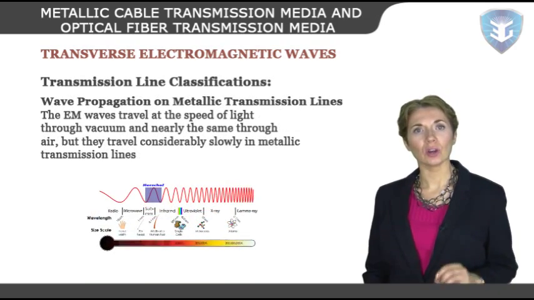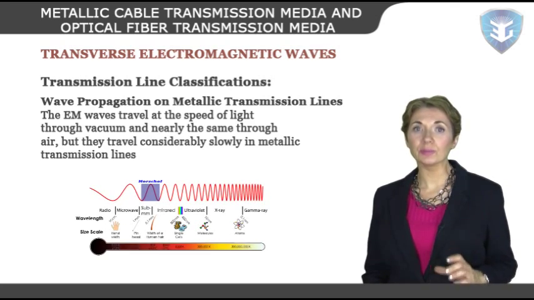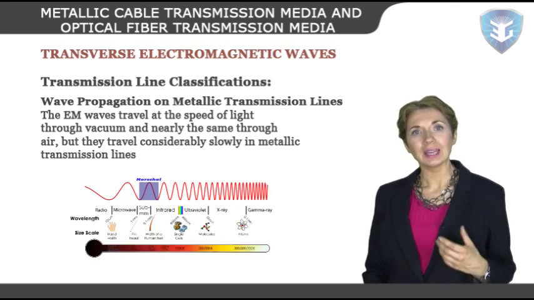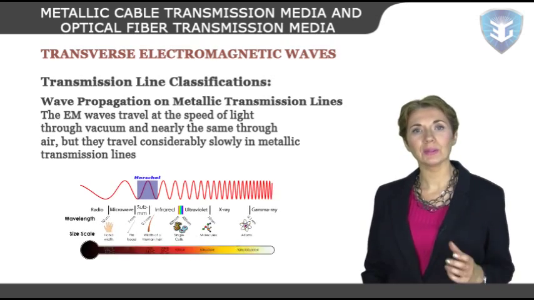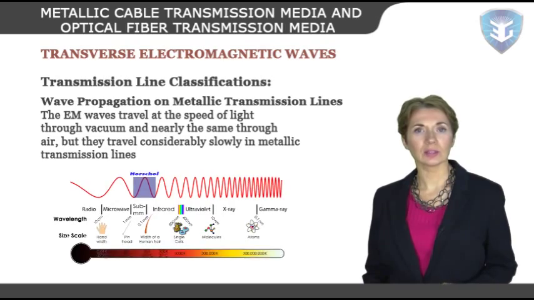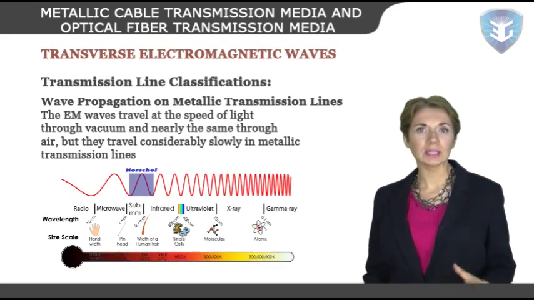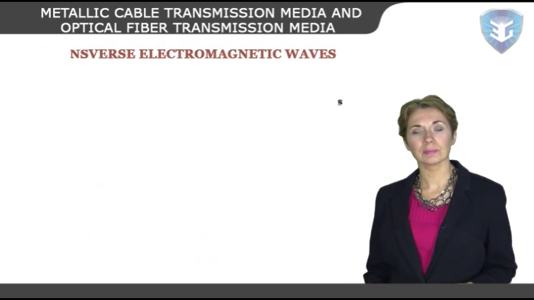Wave propagation on metallic transmission lines. The EM waves travel at the speed of light through vacuum and nearly the same through air, but they travel considerably slower in metallic transmission lines, where the conductor is generally copper and the dielectric materials vary with cable type.